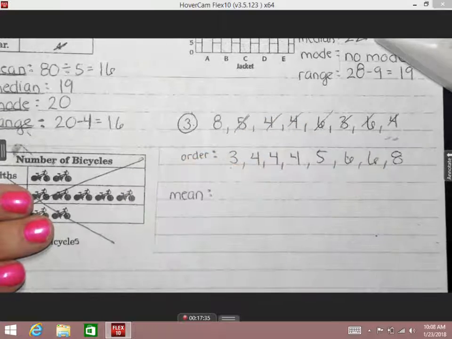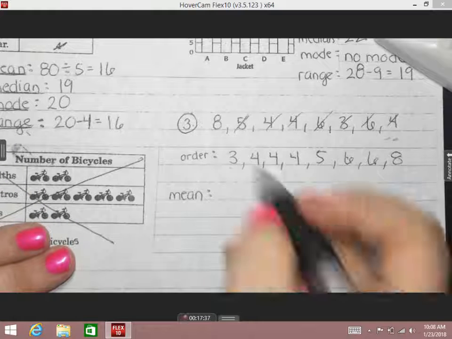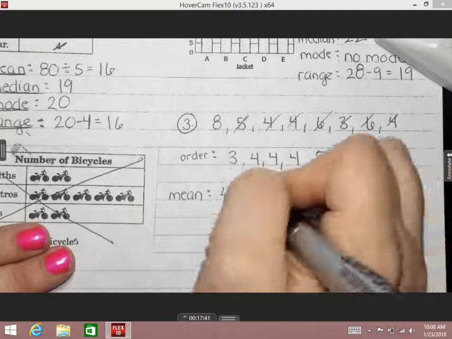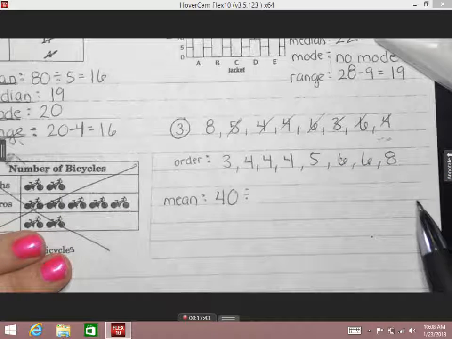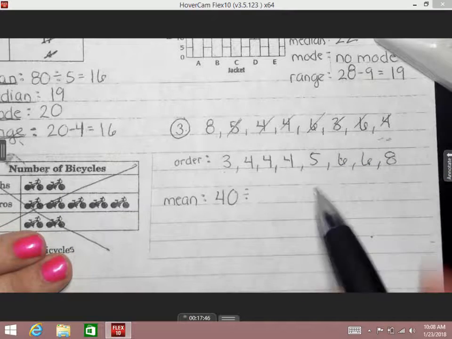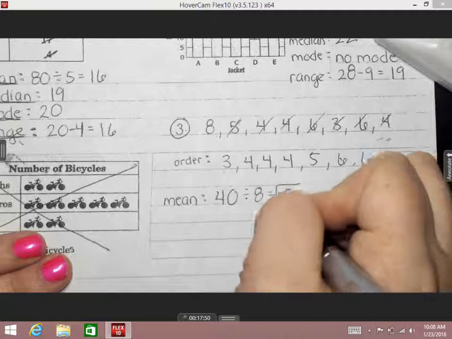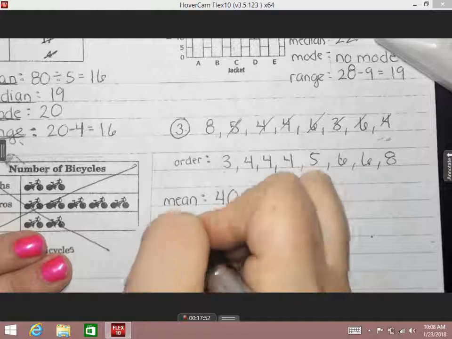For the mean, what do I get when I add it all up? Caleb? 40. And what am I going to divide by here? Ellie? 8. There's 8 numbers. And what do we get when we divide that, Nick? 5. All right. Let's talk about the median.